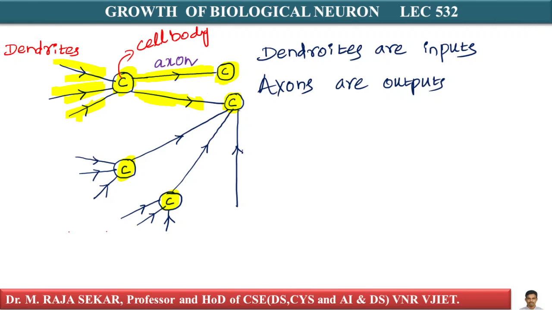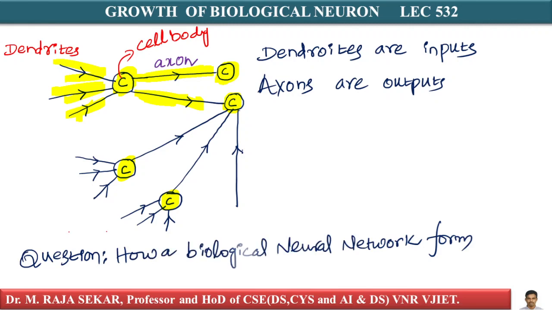That's what we discussed in our previous lecture. I request all of you to refer to my previous lecture before understanding this lecture. This interconnection of various biological neurons is your biological neural network. The big question here is how this biological neural network forms. It is a very interesting study in neuroscience.